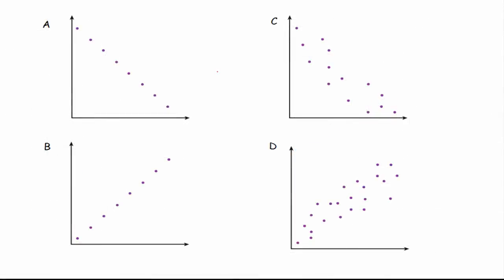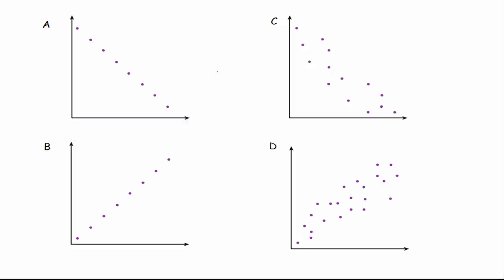There are four main ways to describe data: perfect, strong, weak, and no correlation. The only other thing to mention is whether the correlation is negative or positive. Here in A and B, we can see that the data is perfectly linear. That means that all of the points lie on the straight line.